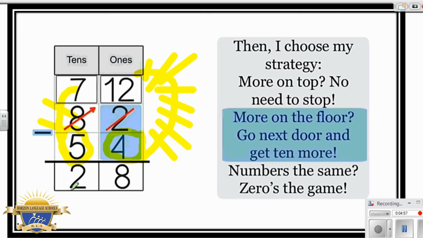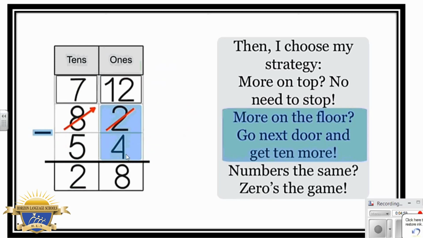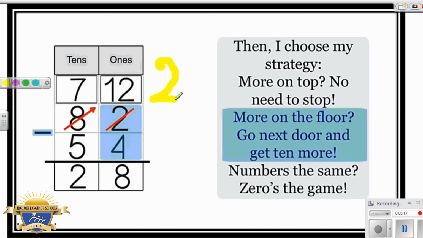Okay, the last one is if the numbers are the same, so 0 is the gain. If I have here 2 and 2, so 2 minus 2. If I have 12 minus 2, we will subtract the ones first, so 2 minus 2 equal 0.